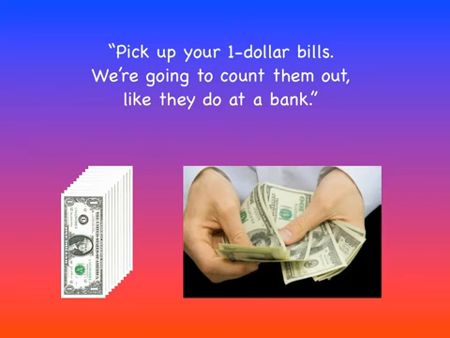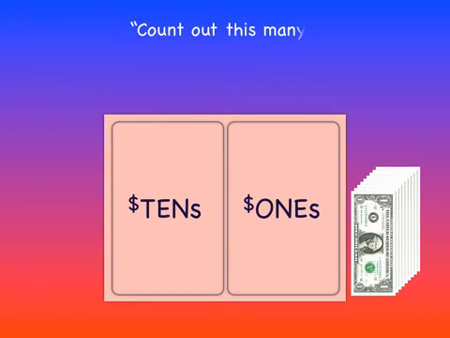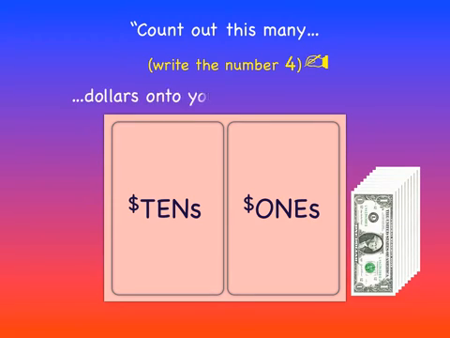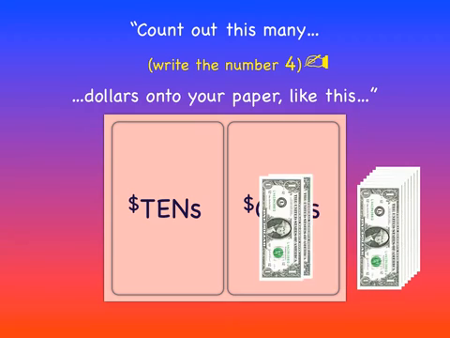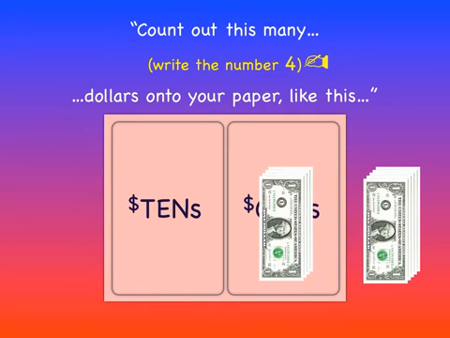"Pick up your $1 bills, everybody. We're going to count them out like they do at a bank." Count out this many, and then you write the number 4 on the board. "Count out this many dollars onto your paper like this." 1, 2, 3, 4. "Okay, you do it. I've got to hear you count each one."